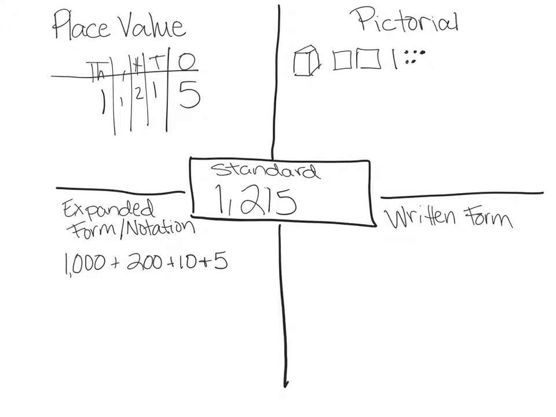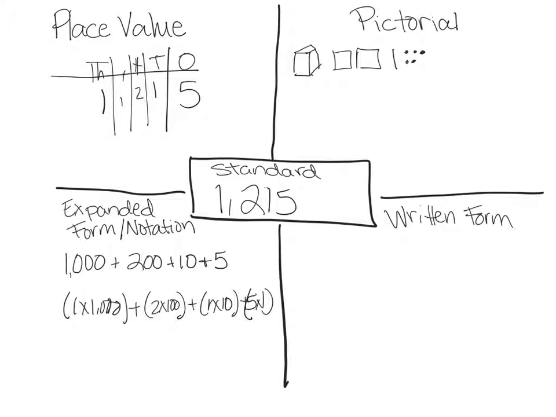The expanded notation again, remember we're using multiplication. We have 1 times 1,000. And we have 2 times 100. Then we have 1 times 10. And then we have 5 times 1.